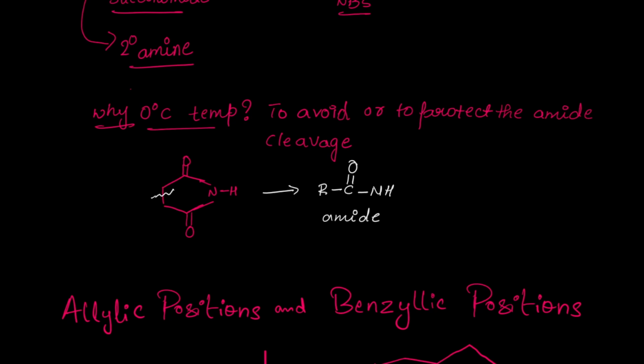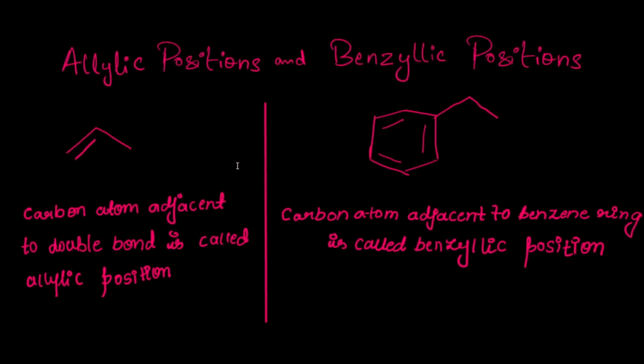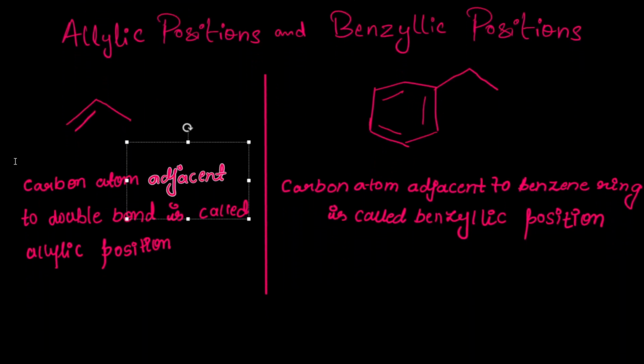So first we'll learn what the allylic and benzylic positions are. The first one is the allylic position. Here in this given structure, a carbon atom adjacent to a double bond is known as the allylic position. So in this structure, you can see this particular position is called the allylic position, since it is adjacent to the carbon atom containing the double bond.